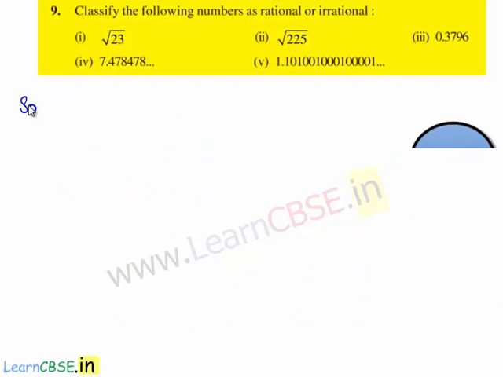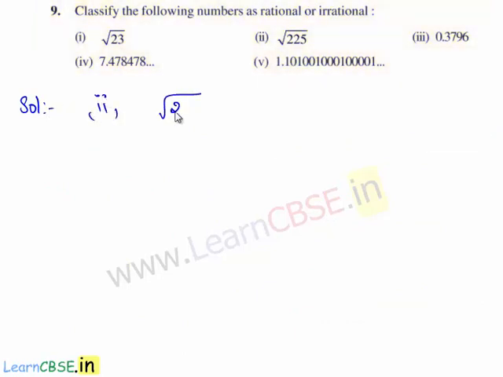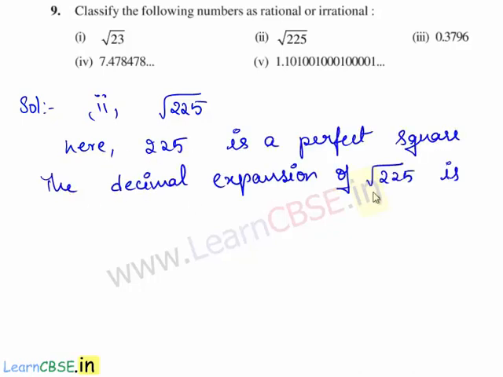Now let us move on to the second bit. So here we need to classify square root of 225 is a rational or an irrational number. Here 225 is a perfect square. The decimal expansion of square root of 225 is terminating. Therefore, let us find the value of square root of 225 using the long division method.